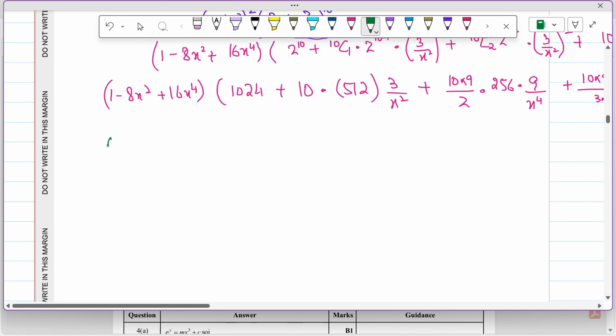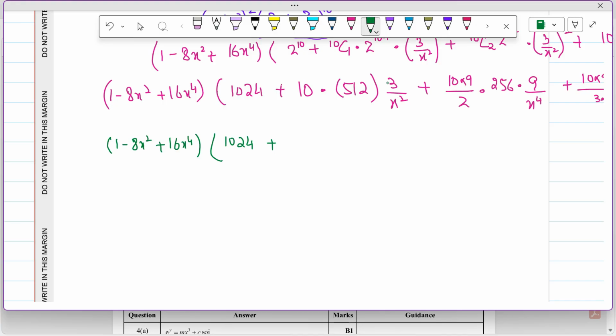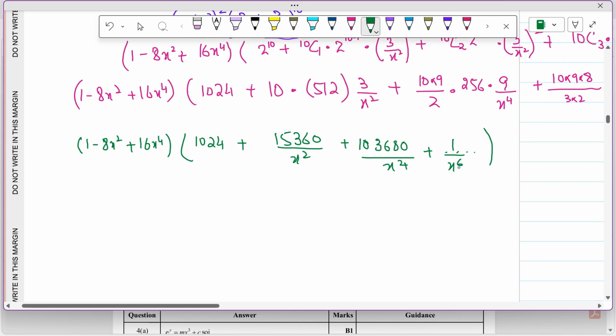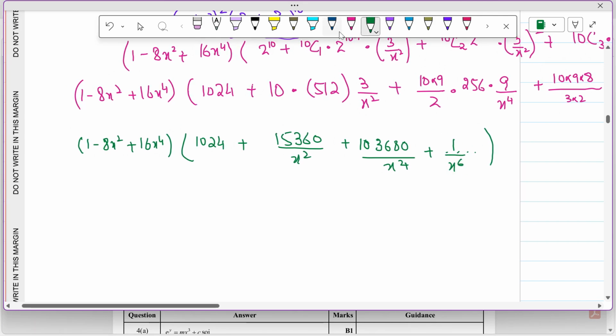Okay, further solving, we will have (1 − 8x² + 16x⁴) times [1024, plus 512 times 3 times 10, which is 15,360 over x², plus 103,680 over x⁴]. The next term will have 1 over x⁶, so we don't need to find the other terms, because when we multiply 16x⁴ with this term, we will have the constant term.